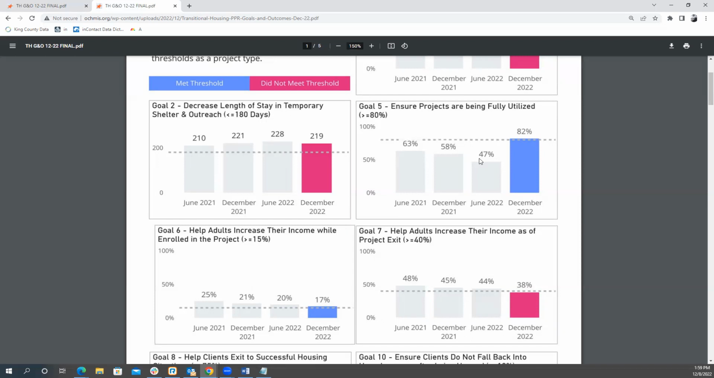Our next goal is the utilization of transitional housing beds. Our utilization has increased, which is great. This is likely due to COVID easing off, and clients are a little more comfortable utilizing these beds, because there was a period where utilization was pretty low because clients didn't want to be around other people.